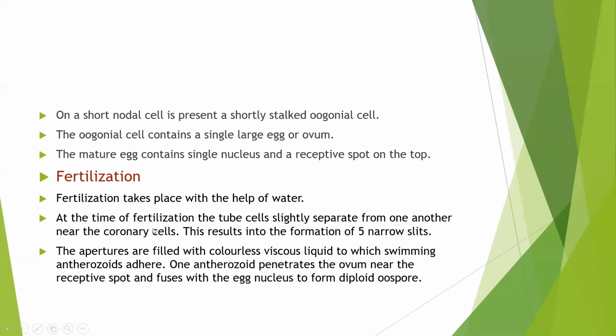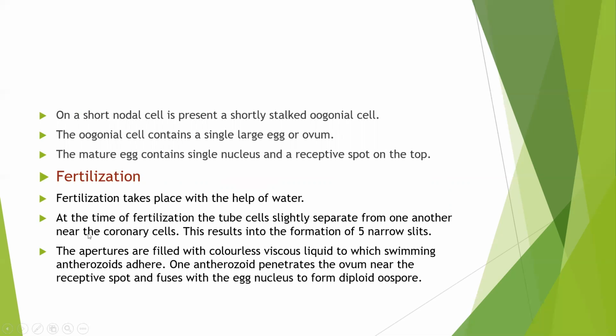So at the time of fertilization, the tube cells slightly separate from one another near the coronary cells, and this results in the formation of 5 narrow slits. Then the apertures are filled with colorless viscous liquid to which the swimming antherozoids adhere, and later one of the antherozoids penetrates the ovum near the receptive spot and fuses with the egg nucleus to form a diploid oospore.